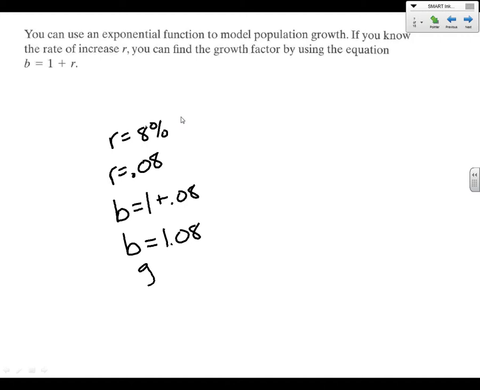Okay, so you can use an exponential function to model population growth if you know the rate of increase, r, and this is some percentage, like 8%. So we're going to write that as a decimal. So if r is 8%, we would say instead r is 0.08, and then you would plug in b equals 1 plus that. So our growth factor, remember b is the growth factor, would be 1.08. Anytime you say we're growing by 8%, you want to use 1.08. If we're growing by 10%, 1.10.